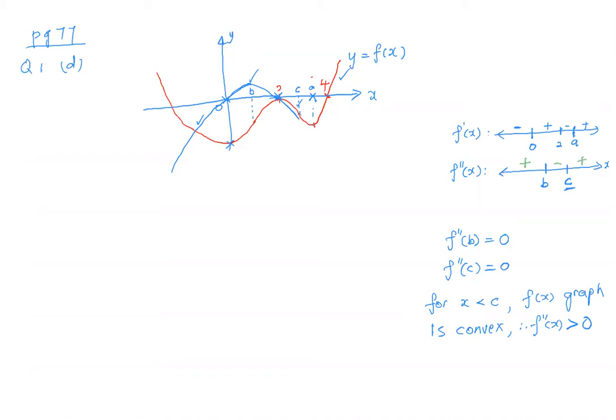After C, what happened? It will go up, but it's still negative. You see, from 2 to C to A it is still negative. So it starts to go up, all the way up. So this is your y equal to f prime x.